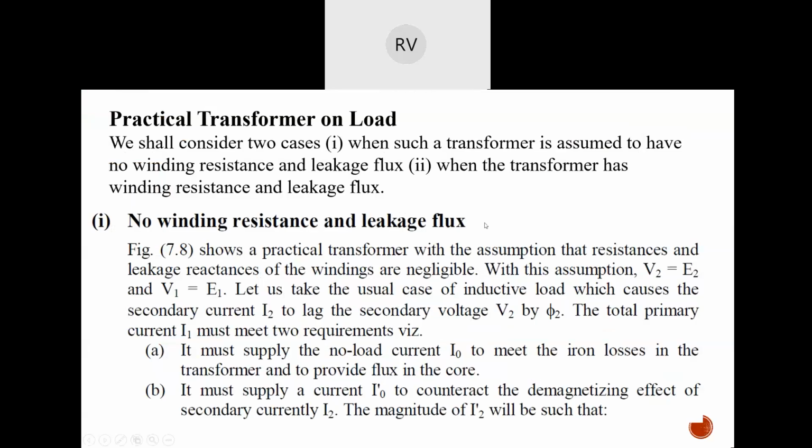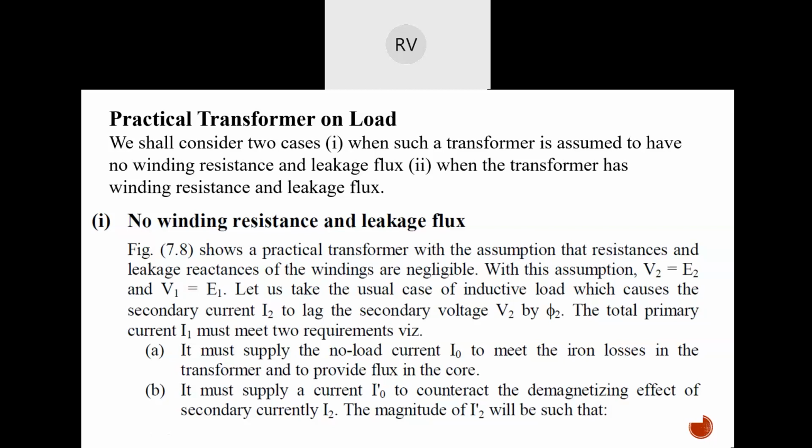In the last class we have seen the ideal transformer on load. Now we will be seeing the practical transformer on load. We'll be discussing two cases. In the first case, we assume that there are no winding resistances and leakage flux, and the second case will be with winding resistances and leakage flux. So without winding resistance and leakage flux, let's see this case first.